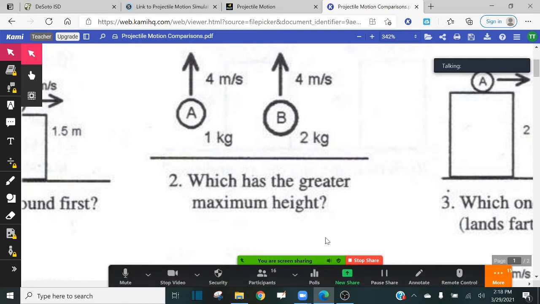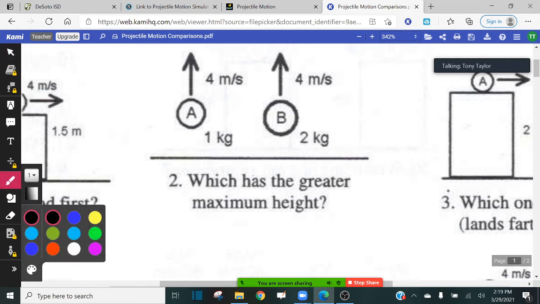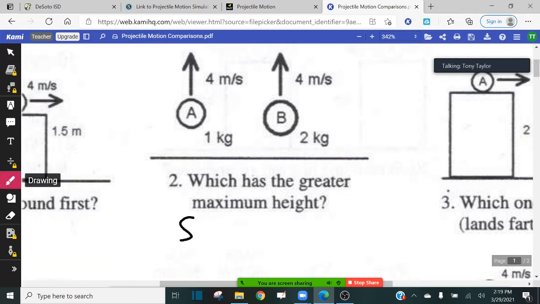This is a tricky one right here. Stephanie, Jeremiah, Angelina, y'all both say A. Now, it turns out that's not a bad guess because a lot of people guess A, but it turns out that the correct answer is this. They both go the same height.